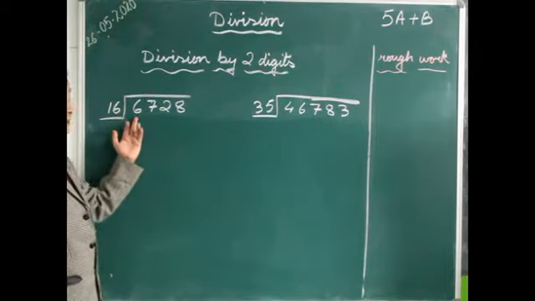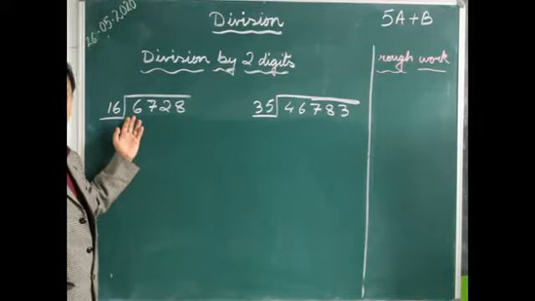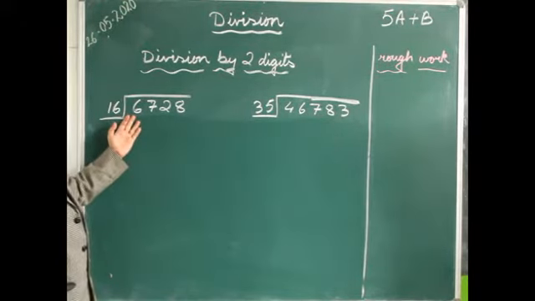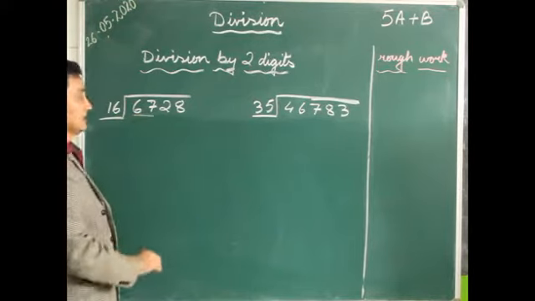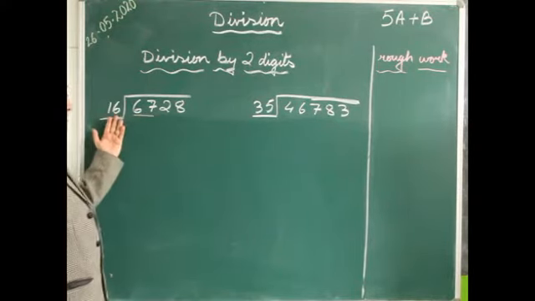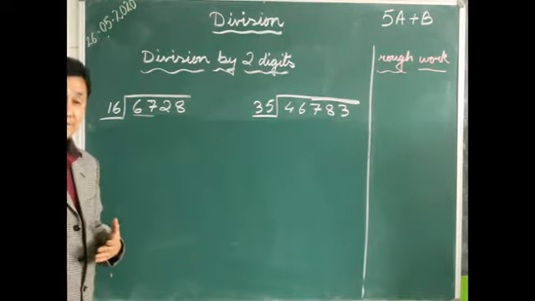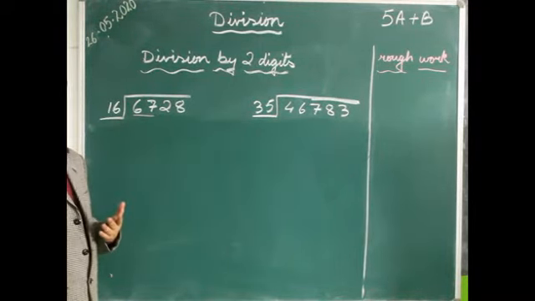Will 16 go into 6? No. It's going to be too small. So we have to use 2 digits. 67. Now 67 is bigger than 16, so 16 should go into 67 and it will leave a remainder.